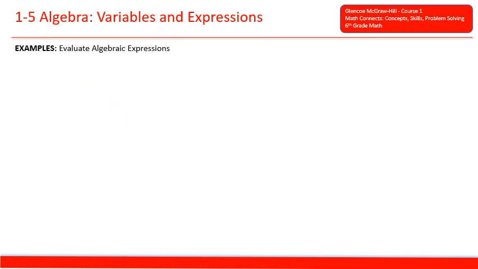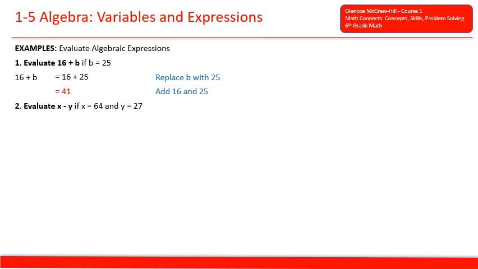Examples. Evaluate algebraic expressions. Evaluate 16 plus b if b equals 25. So we have 16 plus b, and we're going to replace b with 25. So we have 16 plus 25, and if we add those together, we get 41. Evaluate x minus y if x equals 64 and y equals 27. So we have x minus y, and we're going to replace x with 64. So 64 minus y. Now we'll replace y with 27. So we get 64 minus 27. Subtract 27 from 64, and we get 37.